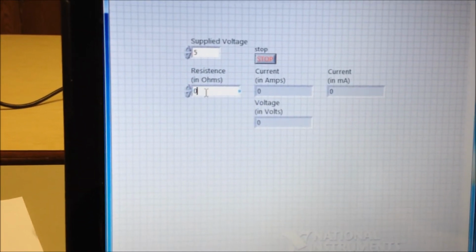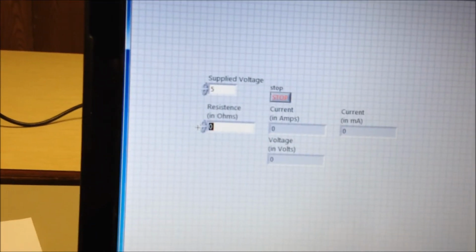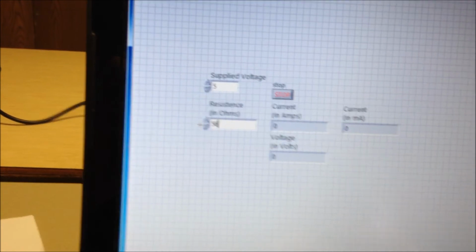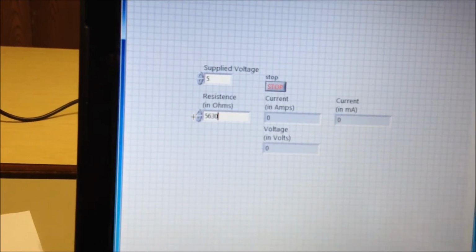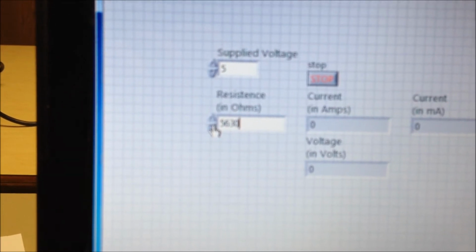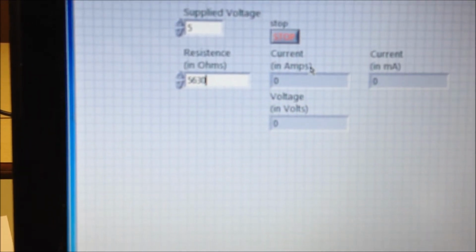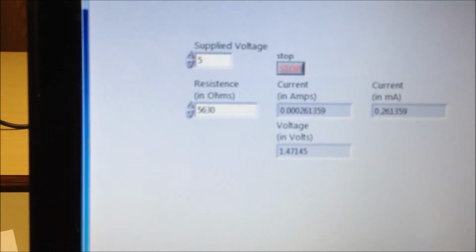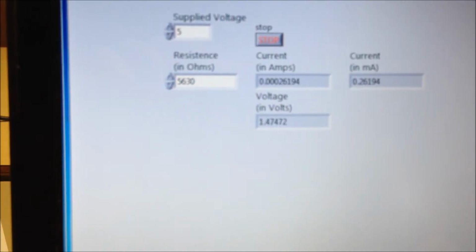One thing to note though is make sure that you put your resistance value in here. Right now I'm going to measure the voltage across the load resistor, which we measured to have a resistance of 5,630 ohms earlier. So then I can just start this circuit here.